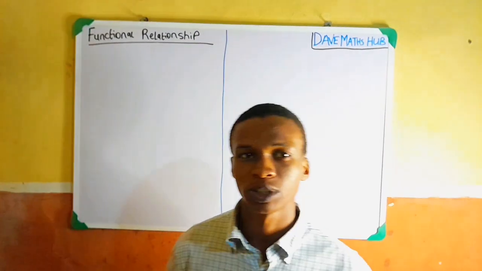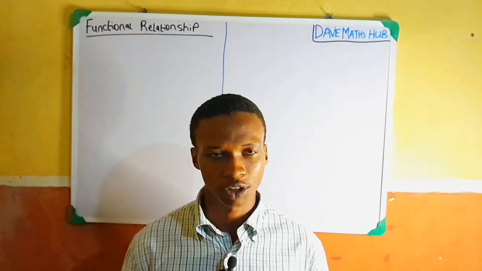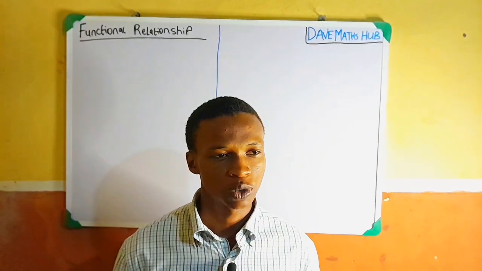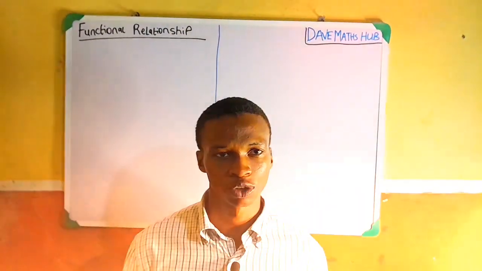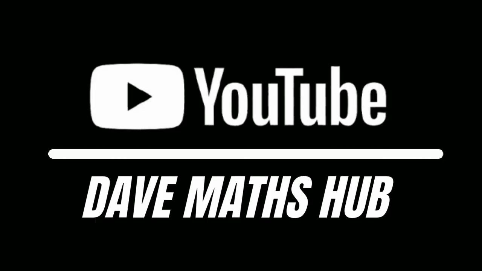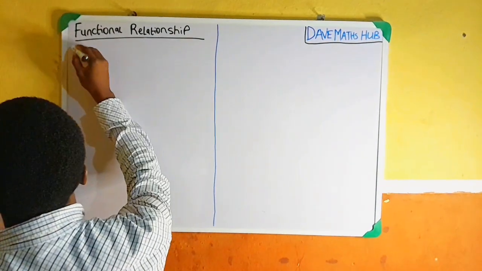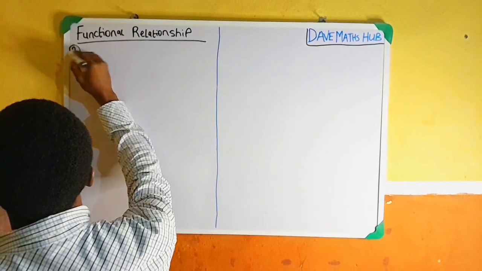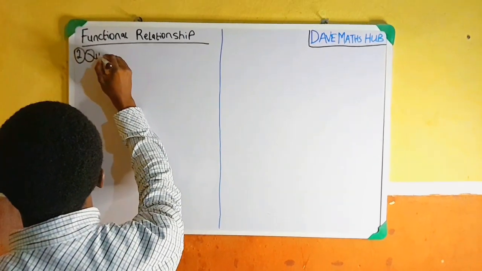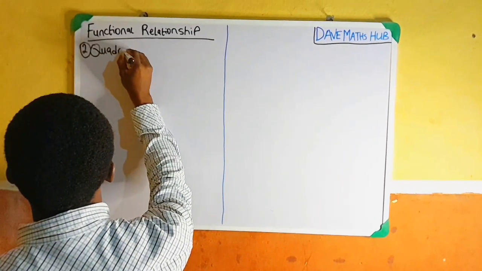So in our last class we began functional relationship and we dealt with everything concerning linear function. So today we are going to be looking at the second type of function, which is quadratic function.